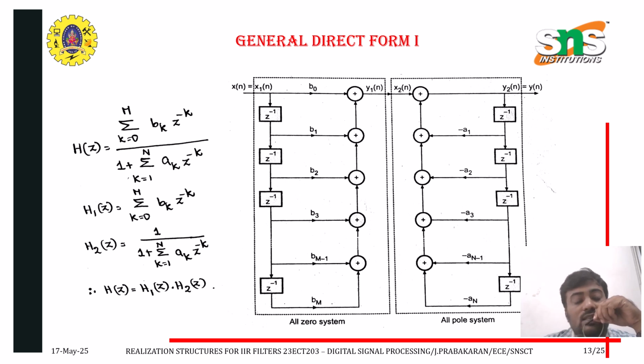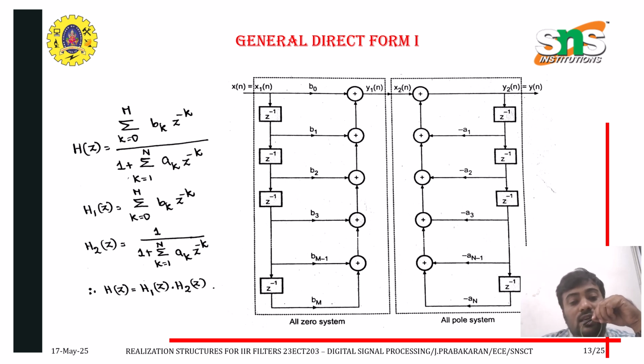Here you can see H of z is nothing but the transfer function of the difference equation. Transfer function of the filter equals summation k equal to 0 to M, b suffix k z power minus k, divided by 1 plus summation k equal to 1 to N, a suffix k z power minus k.